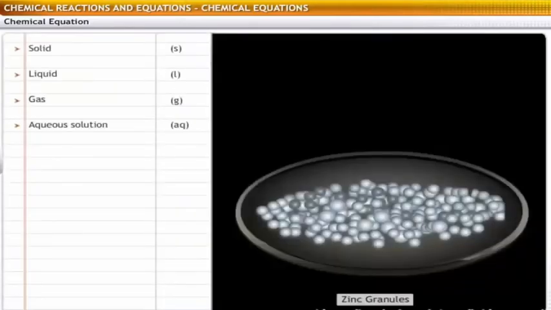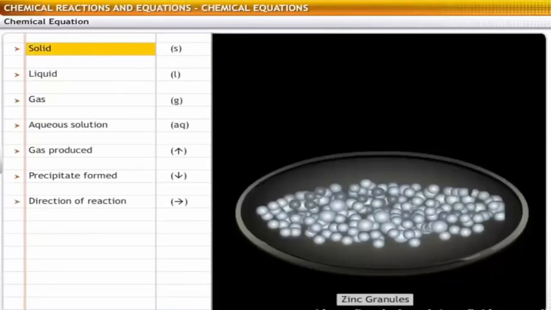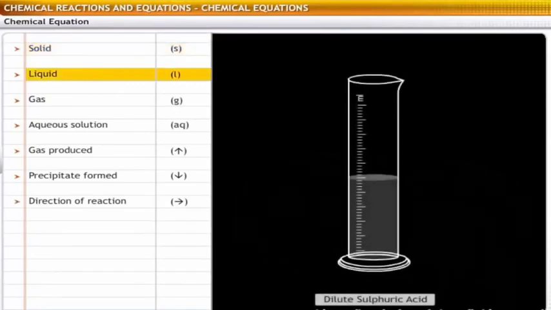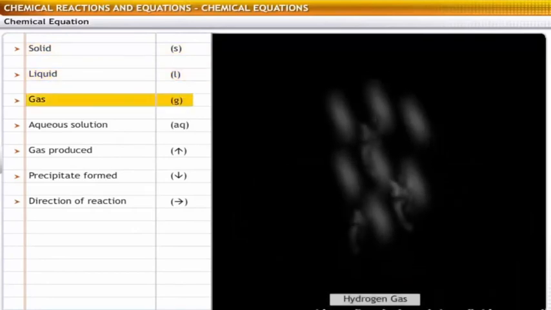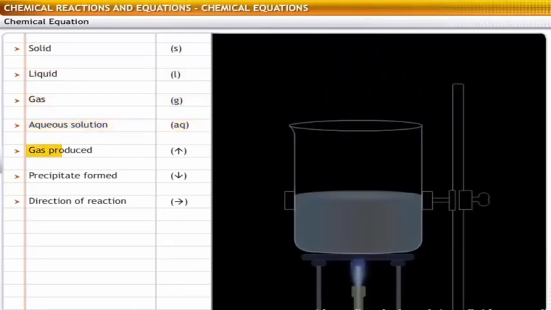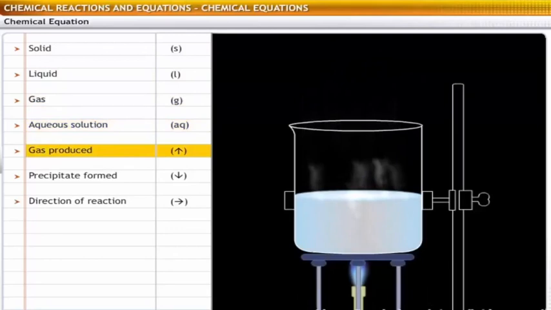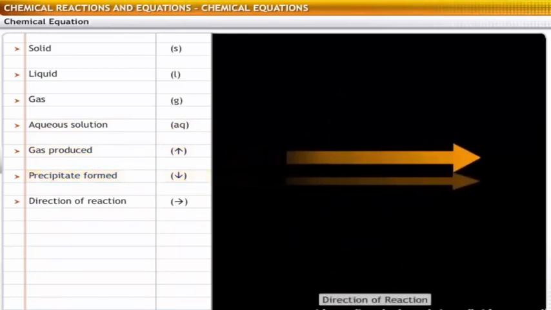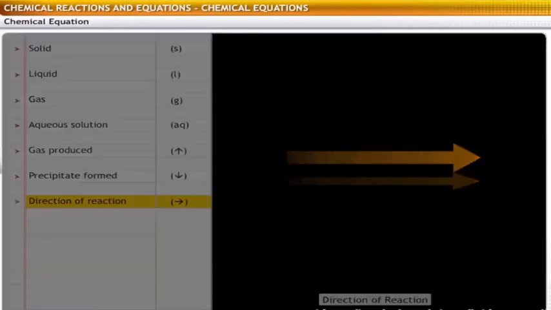In chemical equations, you denote a solid with S, a liquid with L, a gas with G, an aqueous solution as AQ, a gas produced with an arrow pointing upward, precipitate formed with an arrow pointing downward. The reactants and products are separated with an arrow, which points in the direction of the reaction.